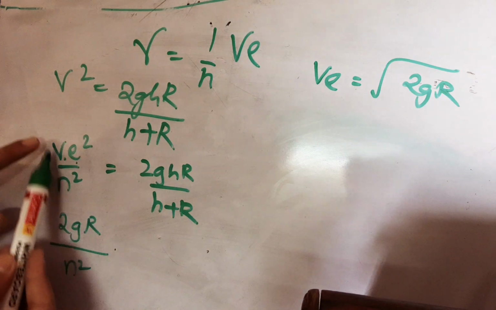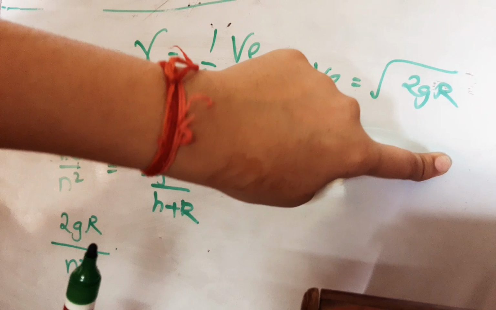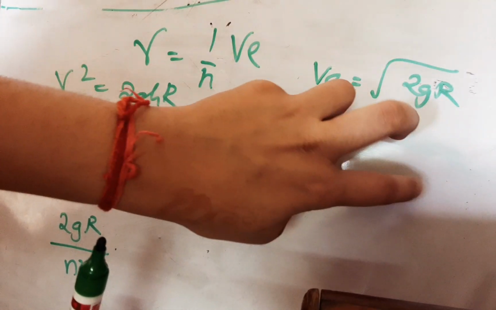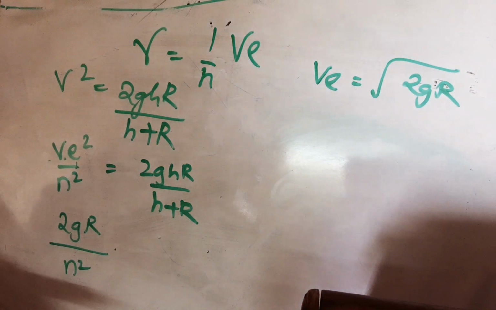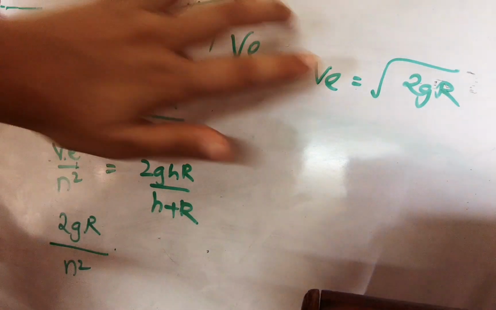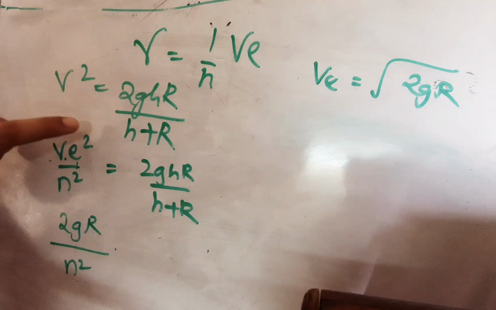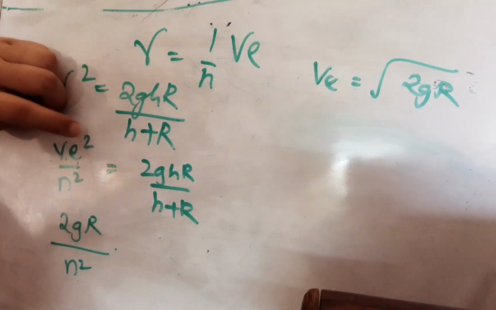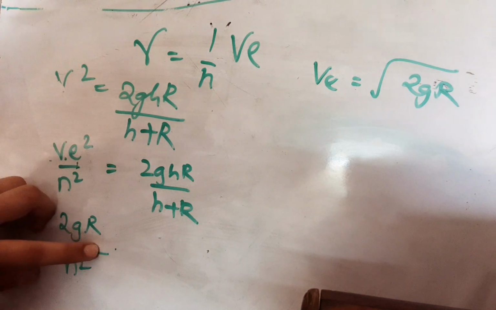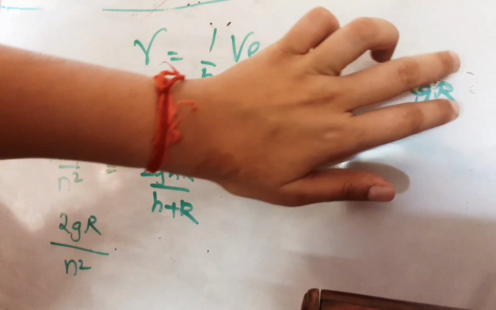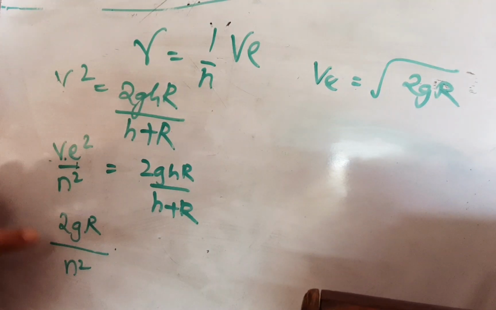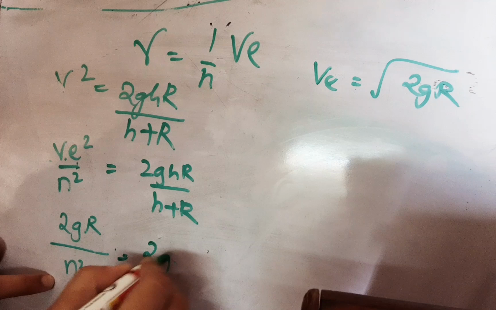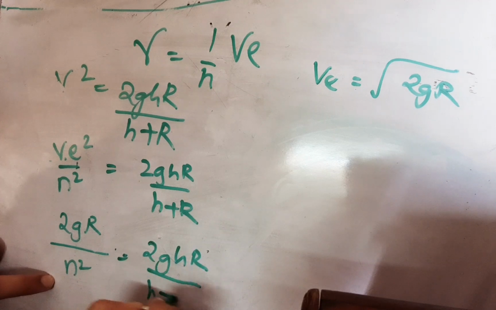VE, the escape velocity, is equal to under root of 2gr, and I told you how to derive this. But this is under root and here we have square, so I hope you know the maths, that this root will get cancelled with this square. So 2gr you will get in place of escape velocity. n square as it is, equal to 2ghr upon h plus r.